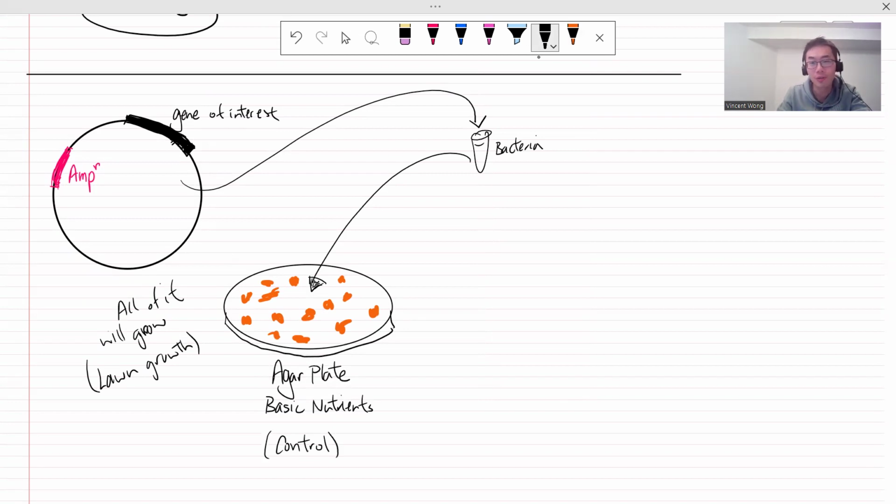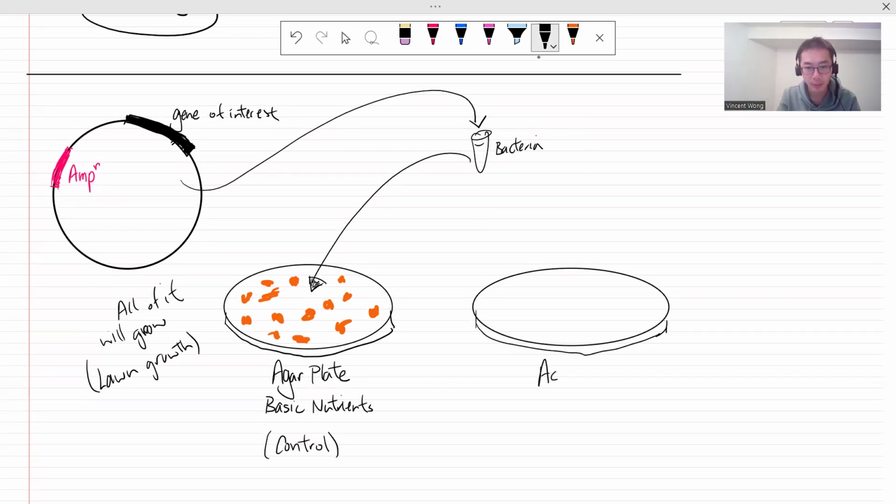It feels like so long ago, right? When we first met, we talked about control. Control is to have a reference, have a baseline to compare to, right? So that's what it looks like if the bacteria is allowed to grow. And then you're gonna have another agar plate, another plate.